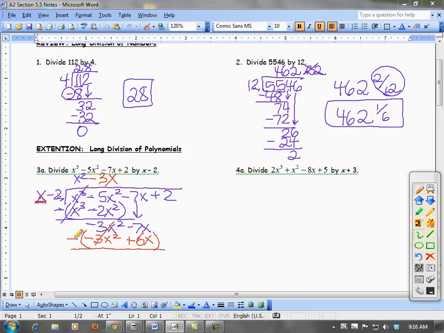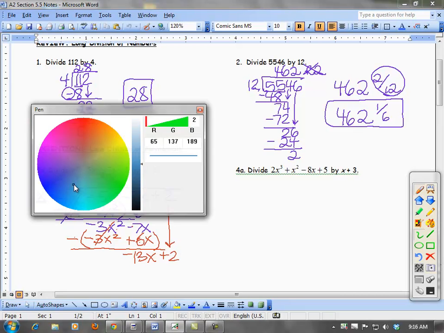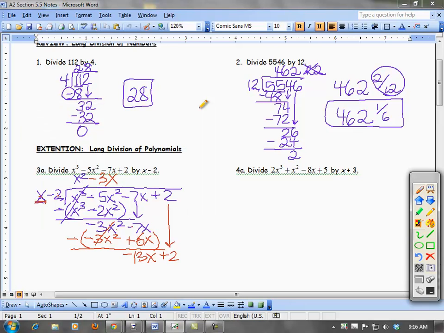Negative 7 minus 6 is negative 13 with an x, and then I'm going to drop down the positive 2. Okay, let me switch my color one more time. All right, x times what is negative 13x? Well, we're missing the negative 13. So I take this negative 13 times both.